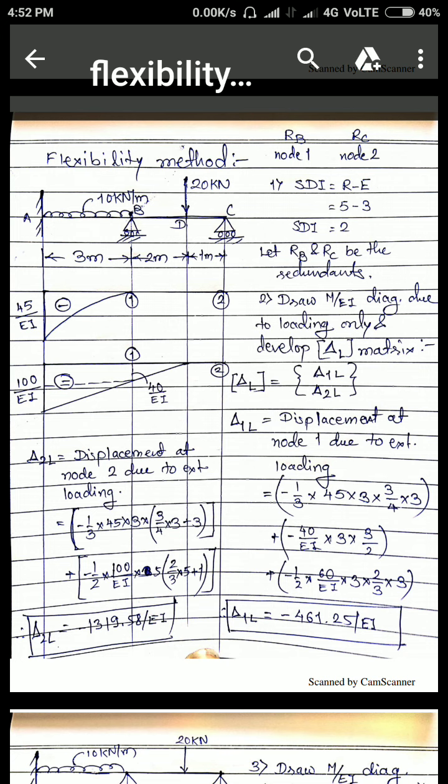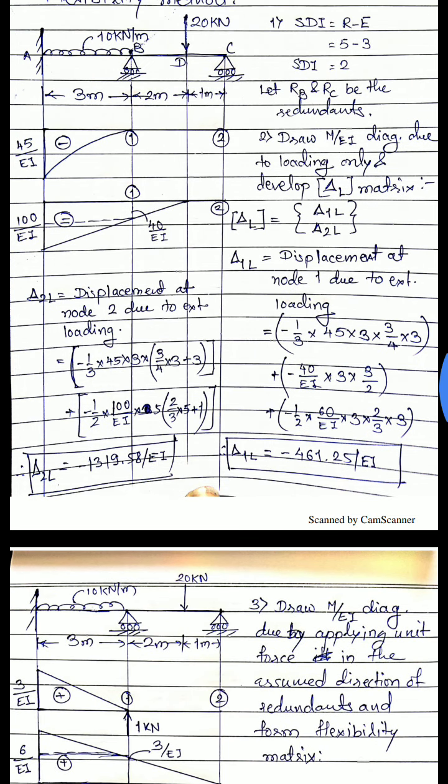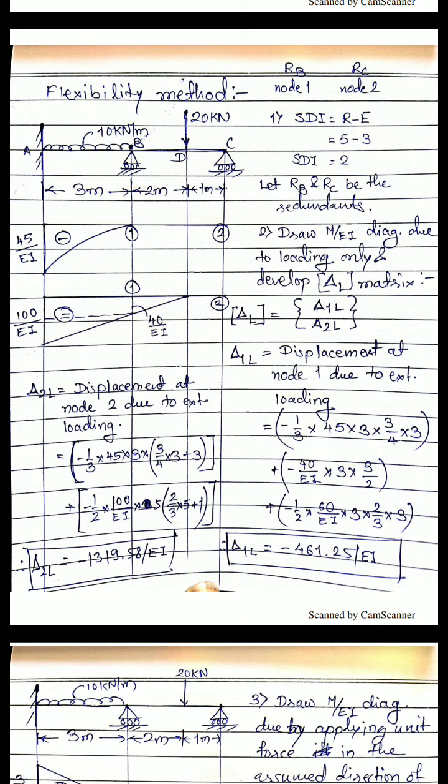Next we have a triangle due to your point load. From the triangle you can easily calculate half into base into height, and the center of this will be 2/3 of the base from point D, but you are interested from node 2 which is joint C. So 1 meter has to be added in this. So you will get delta 2L. If you add these two values it will give delta 2L. That comes out to be minus 1319.58 divided by EI. Once again both these values have to be minus because both bending moments will be hogging bending moments.